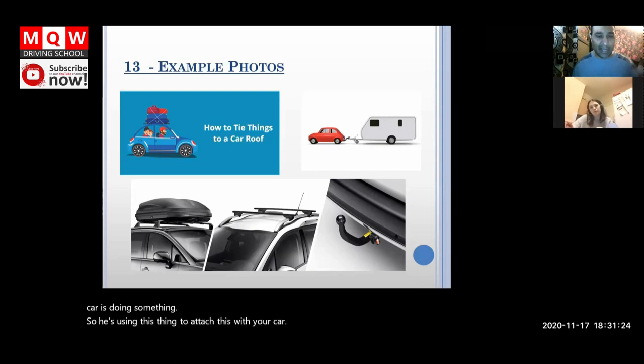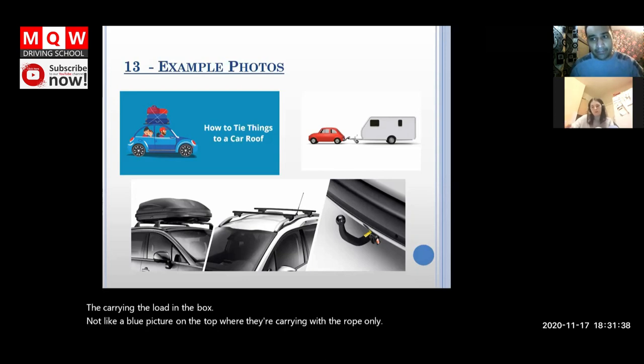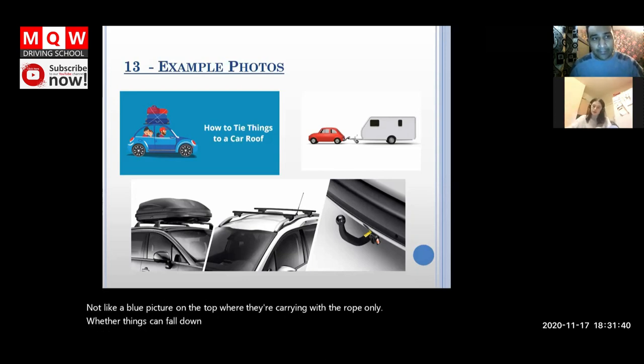If you look at the bottom pictures, this is called a secured load. They're carrying the load in a box, not like the blue picture at the top where they're carrying it with rope only, where things can fall down very easily. So these kinds of questions, they will ask you what is the safe thing you can do.